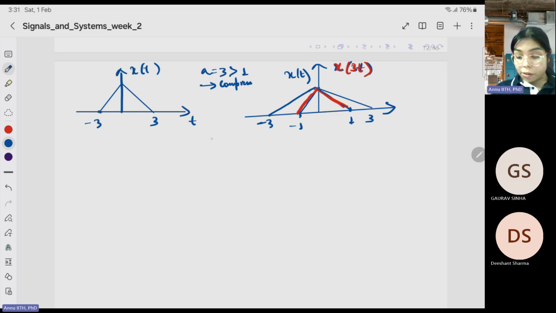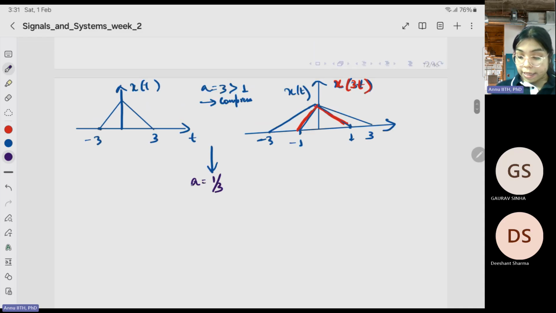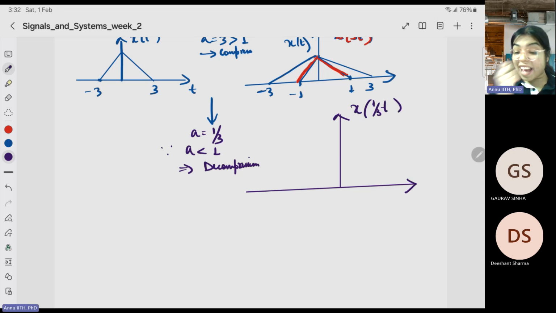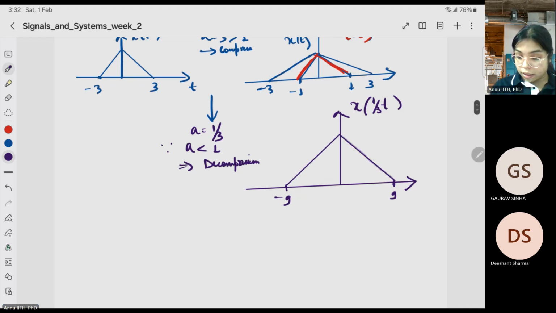Nice. Now if you want to decompress it, suppose a is equal to 1 by 3. Since a is less than 1, it is a decompression. Now tell me how it looks. x of t by 3. Since it is a divide, you actually have to multiply. So 3 times 3 is 9, and this is minus 9. So it will look like this. Nice.